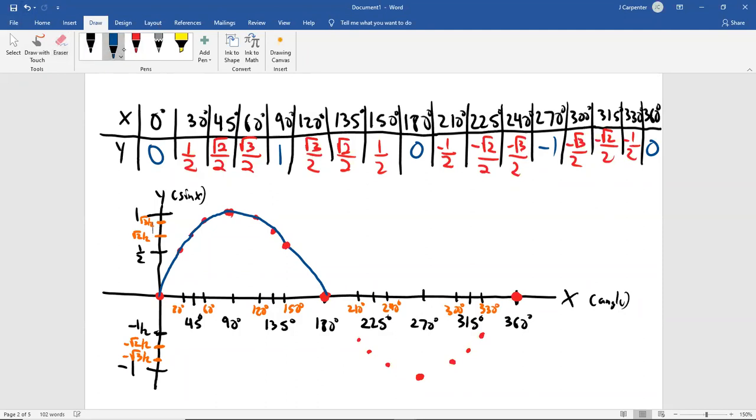And then here, you get that same shape, it's just upside down. So something like this, steeper at first and then flattens out, flat, and gets steeper and steeper and steeper. Oops, that was bad. There we go. That is one wave of a sine function.